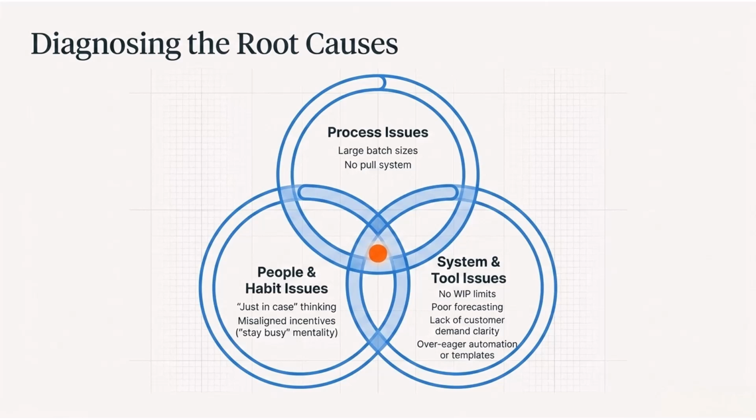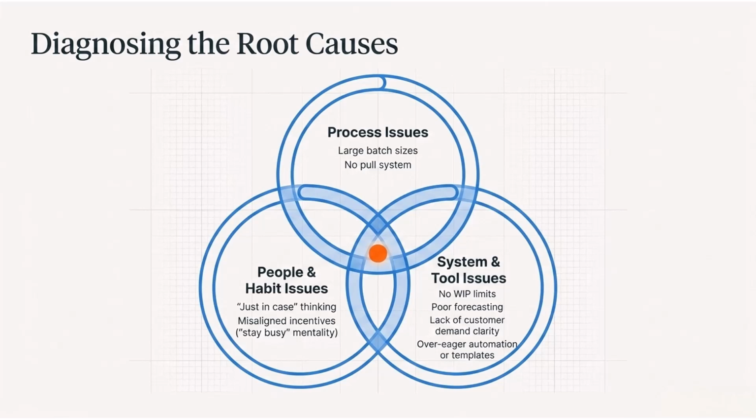So there is a number of root causes, typically 3 main areas. One is around process issues where large batch sizes start to occur, or you have no kind of pull system. So a pull system is when the step after the one that you're actually working on has some kind of signal that it requires another input.